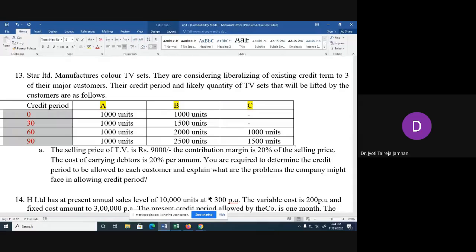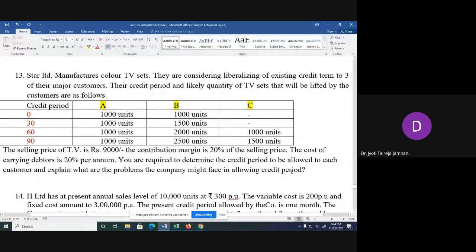Anybody? What is giving credit? Yes, ma'am. We have to give credit to A or we should not give? Yes, ma'am. We should give, ma'am. If you give 30 days, 60 days, 90 days also, he is purchasing 1000 units. If you tell him to pay cash and buy, that is 0 day credit also, he is purchasing 1000 units. Then why do you want to give him credit? Are you getting the logic of what I'm trying to say?